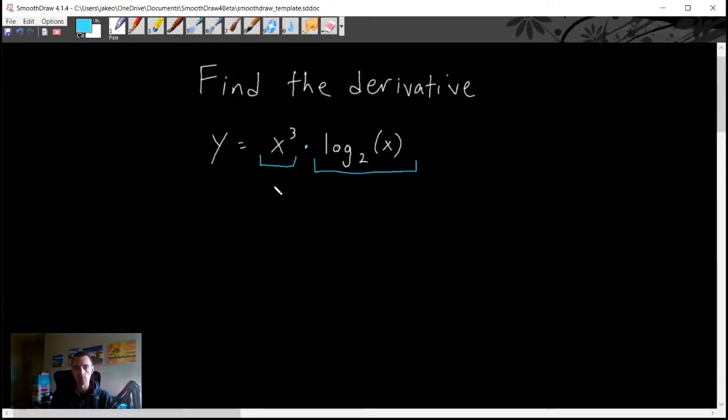So essentially, you just want to call one of those one of your functions and one of those your other function. F and G are probably the two most common letters you'll see for that. It really doesn't matter what letter you call it. What's important is that you know which are the two components that you're taking the product of to get this full overall function. So in this case, it's going to be x cubed, and it's going to be log base 2 of x. Then the product rule says that we need to find the derivative of these two things. If we're calling this f, we would need to find f prime, and if we're calling this g, we need to find g prime.